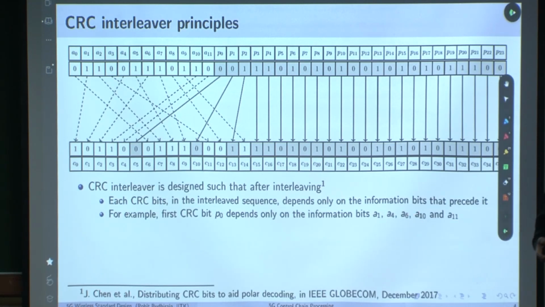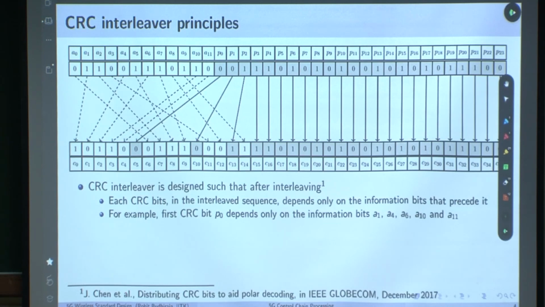We did not talk about this aspect earlier because it was not required. Now that it is required, we are bringing it in. So P0 depends only on this. This is the first parity bit. This is the input sequence, DCI plus the CRC. Now it has to undergo the interleaving.